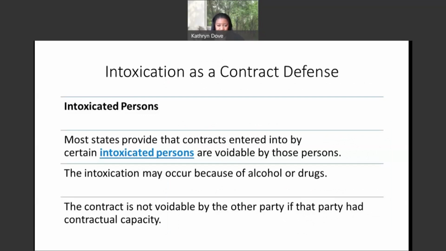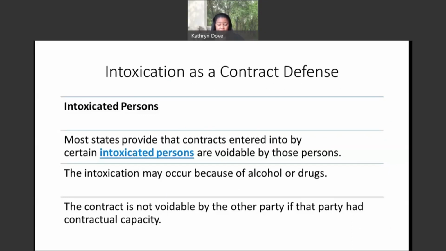Let's talk about intoxication as a defense. Most states provide that contracts entered into by intoxicated persons are voidable by that person. The intoxication may occur because of alcohol or drugs. The contract is not voidable by the other party if that party had contractual capacity.